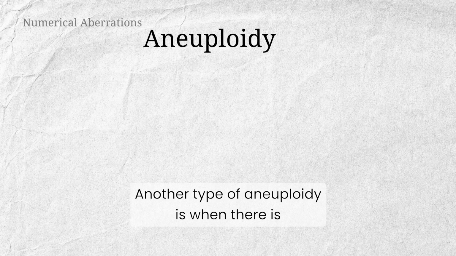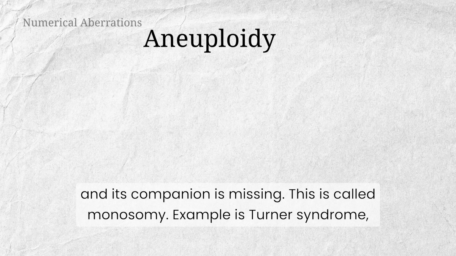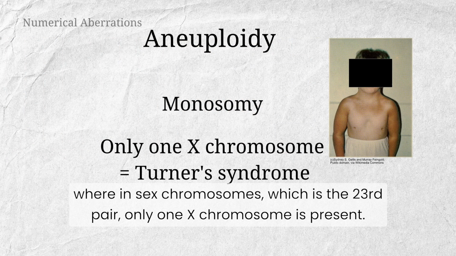Another type of aneuploidy is when there is only a single chromosome in any of the pairs and its companion is missing. This is called monosomy. An example is Turner syndrome, where in the sex chromosomes, which is the 23rd pair, only one X chromosome is present.